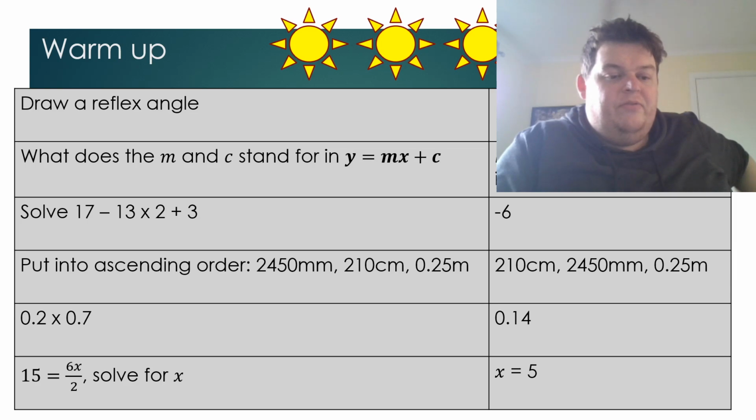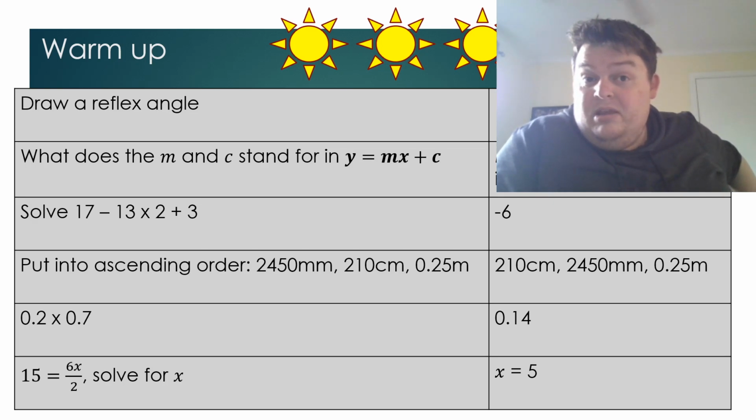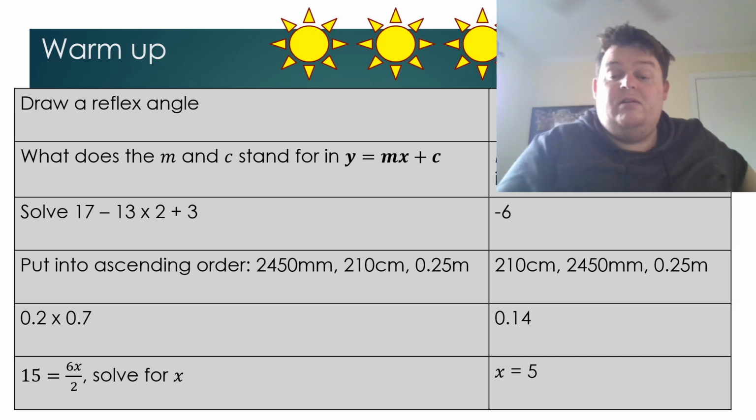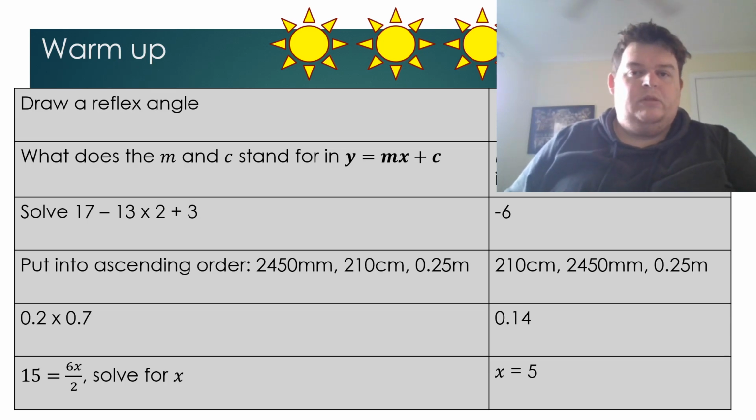15 equals 6x over 2. Figure out what the x is. Well, you multiply the 15 by the 2, which will give you 30. 6x equals 30. If I divide both sides by 6, that should give me 5. So hopefully you got those. Give yourself a pat on the back if you did.